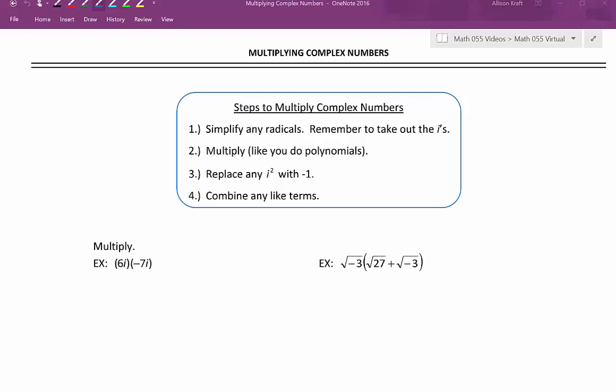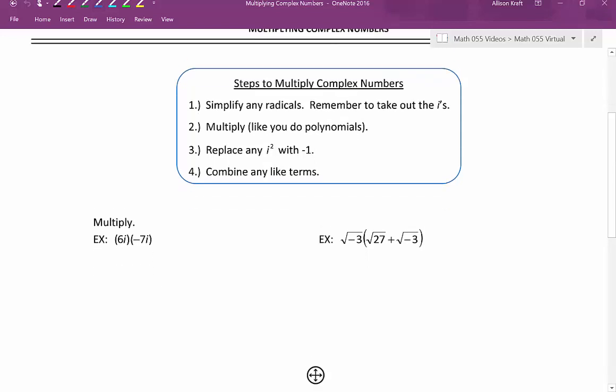In this video, we will be multiplying complex numbers. Our steps to multiplying complex numbers: you want to start by simplifying any radicals. Remember to take the i's out first. Then you're going to multiply just like you would polynomials. You want to replace any i squared with -1, because by definition i squared equals -1, and then combine any like terms.